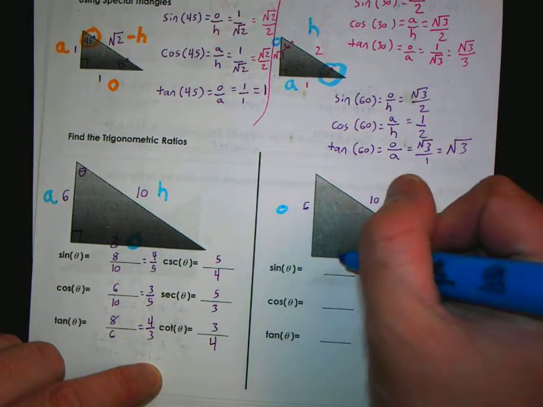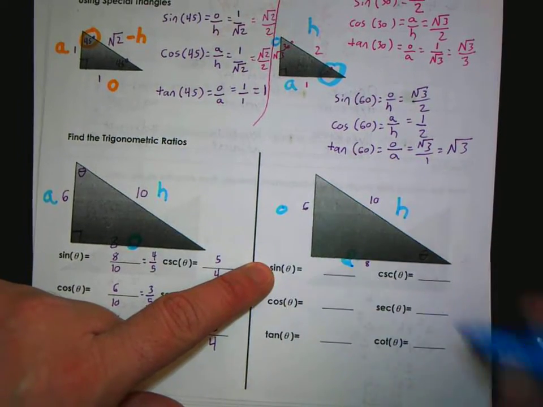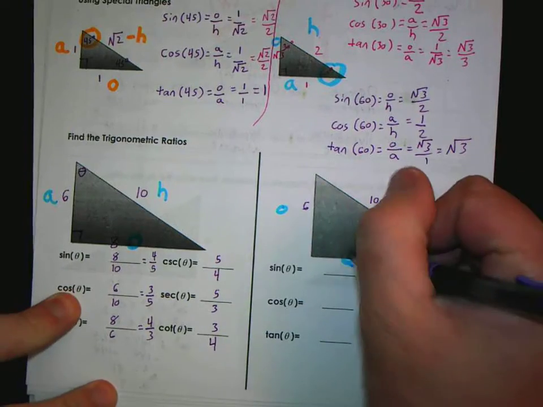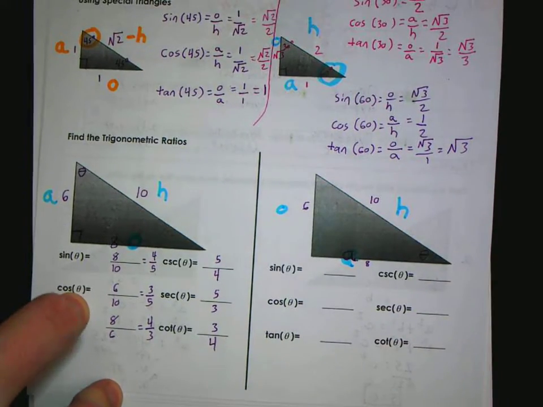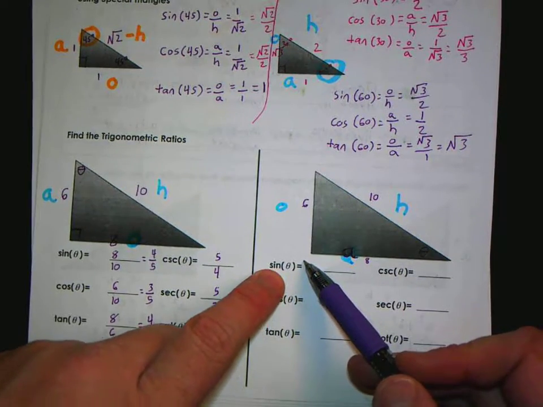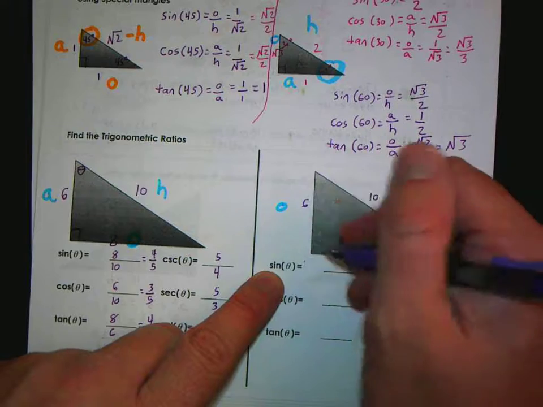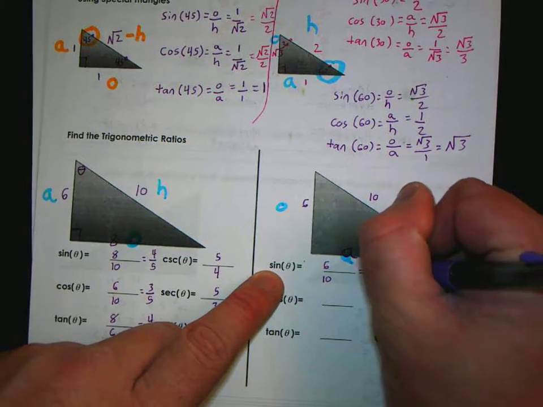I know I'm not using the best. I need to put a little space here next to it. So that's adjacent. Still can't see it. Adjacent. There's an A there now. So now sine is 6 over 10, which reduces to 3/5.